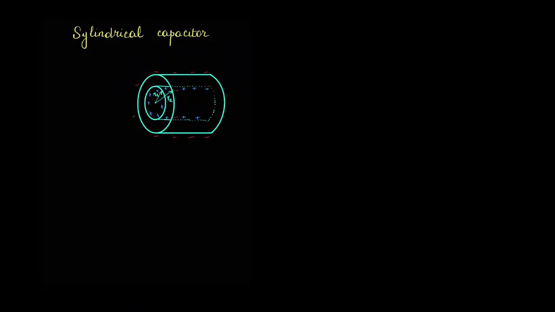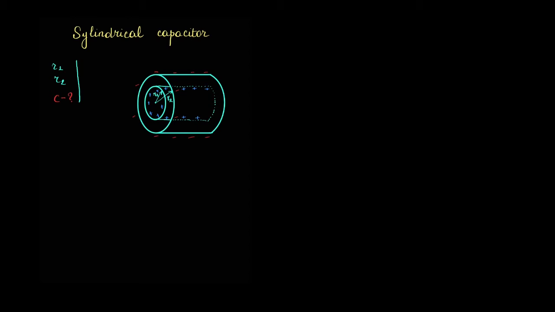A cylindrical capacitor consists of two conducting cylindrical shells. The inner shell has a radius R1 and the outer shell has a radius R2. Let's find the capacitance of this cylindrical capacitor.